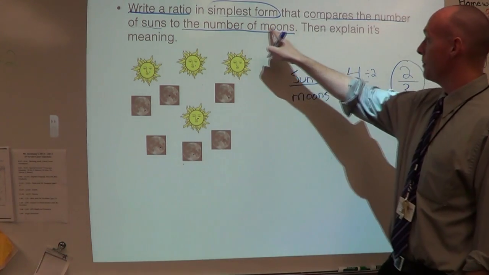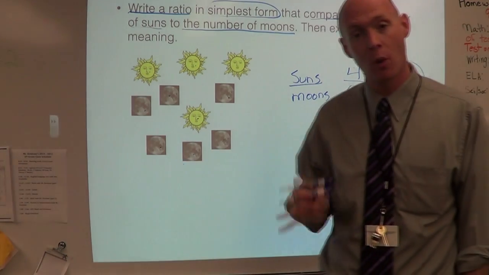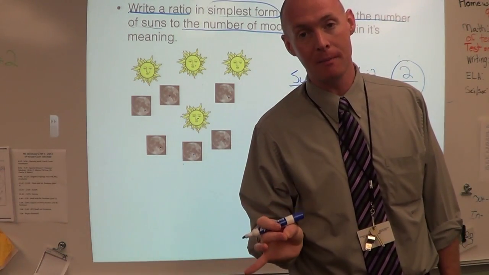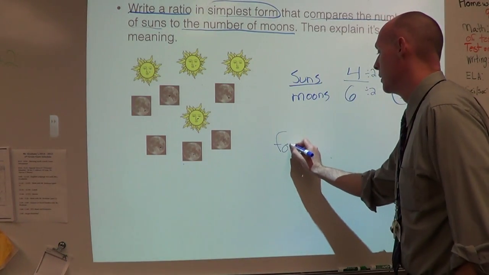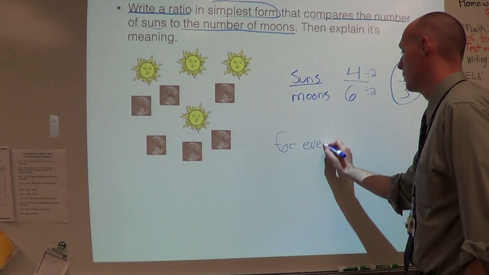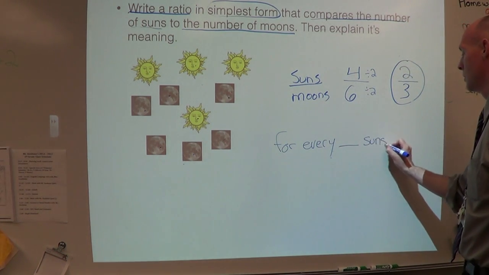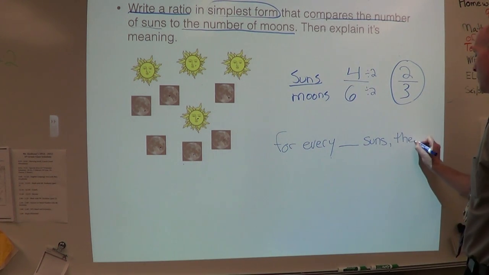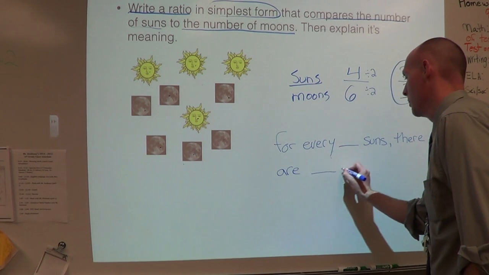So that part's done. Then explain its meaning. All right, this is where we've got to use our words. So what does a ratio actually mean? So here's what it is. For every blank suns, there are blank moons.